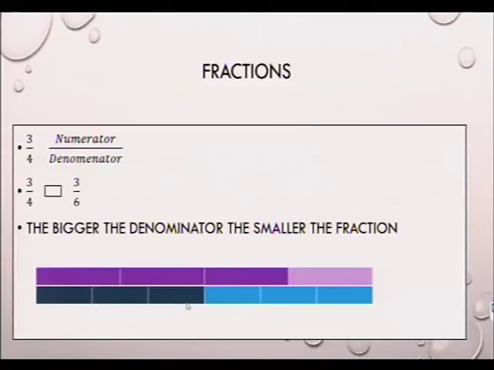And as you can see, the 3 parts that is the biggest is the one where we have divided into 4 equal parts, equal pieces. Which means the bigger the denominator, the smaller the fraction. The bigger the denominator, 6 is bigger than 4. The bigger the denominator, the smaller the fraction. This is what we can learn from here.